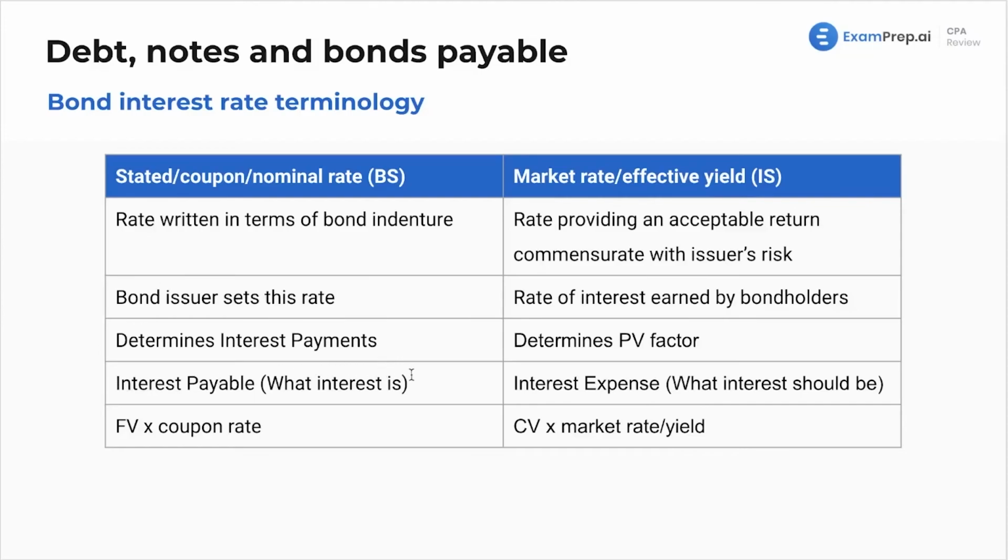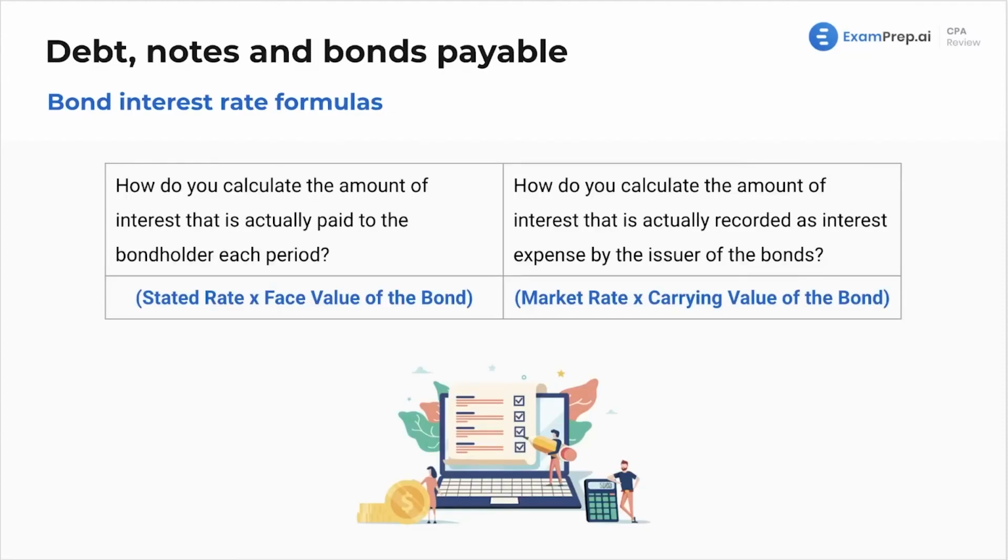This is interest payable. So this is what interest actually is. Interest expense is what interest should be on the income statement. We'll see this with real examples, real numbers. Let's keep moving on. And those interest rate formulas, so this is more the calculation. How do you calculate the amount of interest that is actually paid to the bondholder? Well, that's the stated rate times the face value of the bond. And how do you calculate the amount of interest that is actually recorded as interest expense by the issuer of the bonds? That's the market rate times the carrying value of the bond.